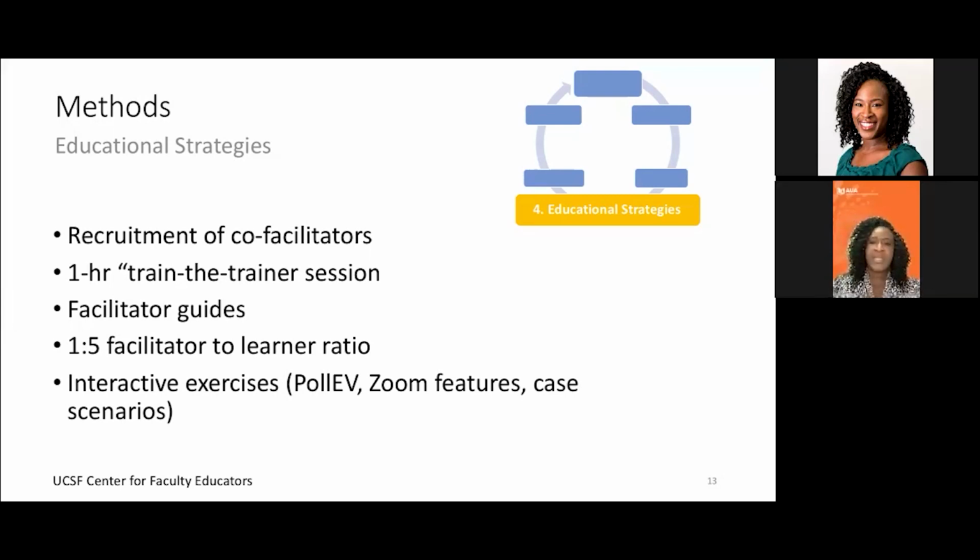The other piece is that as we created a pool of experts and folks who were really passionate about DEI topics and learning more about them, from that pool we implemented a 1-hour train-the-trainer session, which was implemented a week prior to each workshop. The facilitator guide that was created for each workshop was reviewed in a very intentional manner, and all questions were answered, just so that we could standardize the way that the learners were receiving their facilitation.